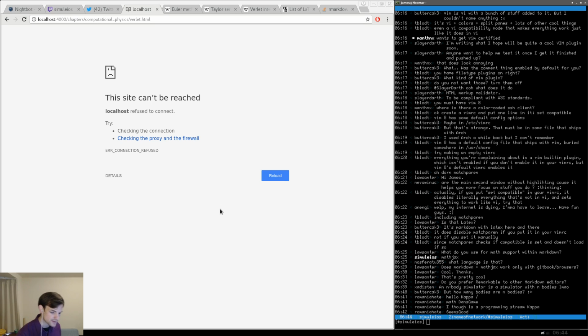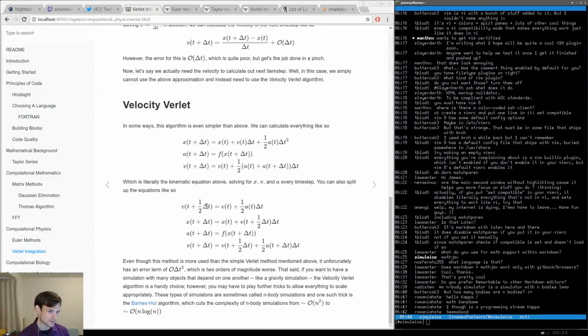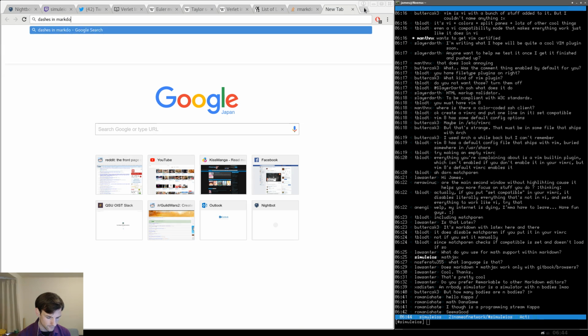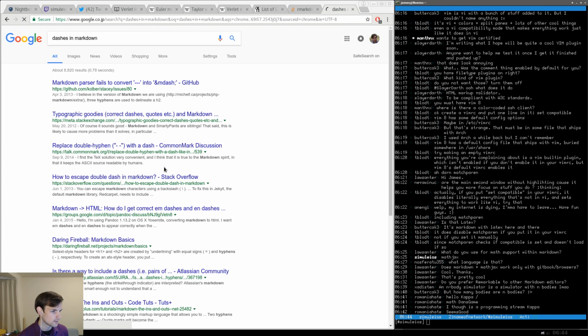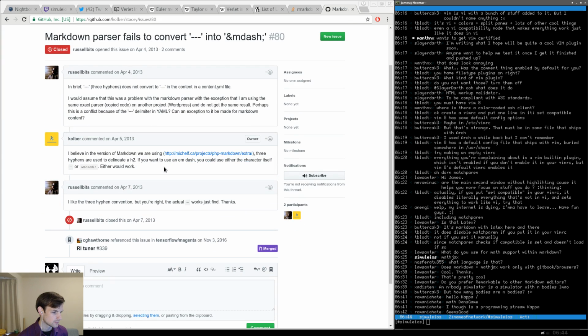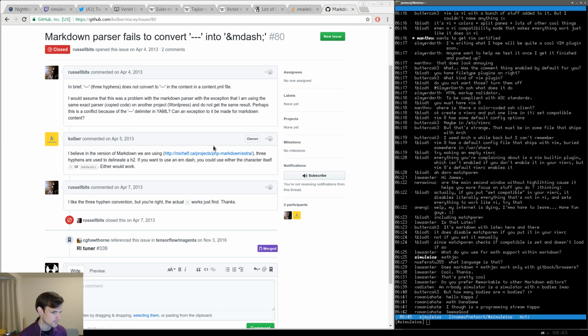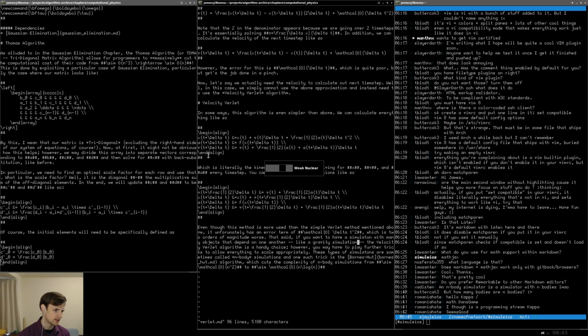Refresh this page. Of course, the site can't be reached. Refresh it again and again until it refreshes, because that's the story of my life so far, just refreshing a page again and again, hoping that eventually something changes. Okay, like a gravity simulation. How do you do dashes in Markdown? I like to use the 3 hyphen convention, but you're right, an em dash works just fine. 3 hyphens are used to delineate an H2. Okay, let's do 3 hyphens then. See what happens.